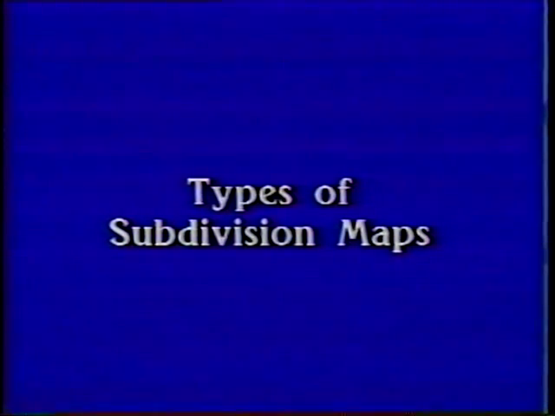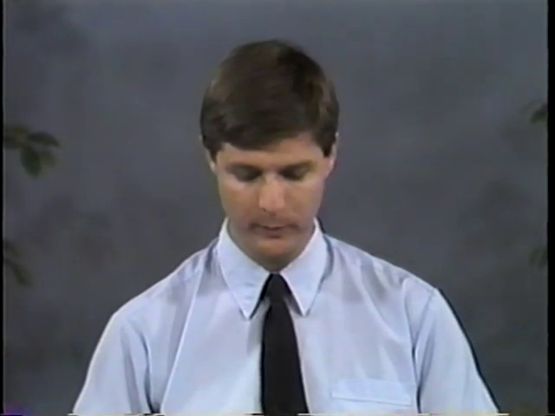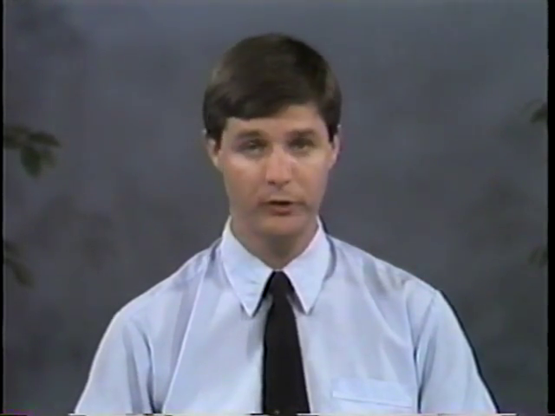We have now answered the first question, is this a subdivision? If the answer is yes, we must now determine which type of map is required. The Subdivision Map Act recognizes three types of subdivision maps: the tentative map or T-map, the parcel map, and final map. The Subdivision Map Act approval is a two-step process.